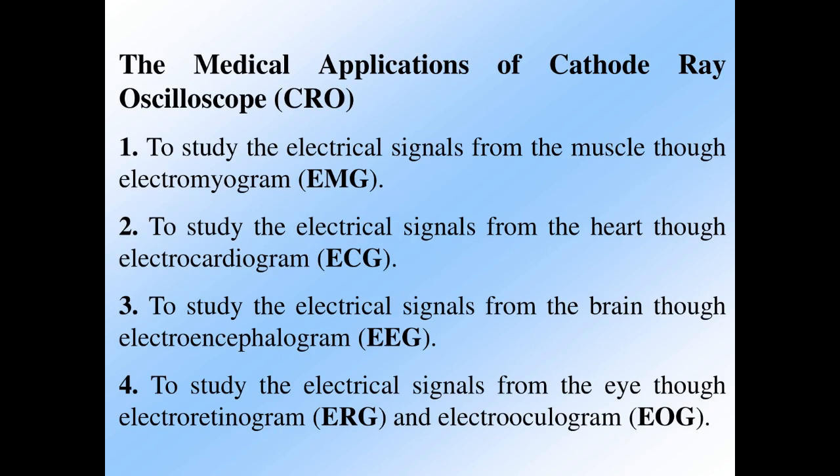The medical applications of the cathode ray oscilloscope (CRO). 1. To study the electrical signals from the muscle through electromyogram (EMG). 2. To study the electrical signals from the heart through electrocardiogram (ECG). 3. To study the electrical signals from the brain through electroencephalogram (EEG). 4. To study the electrical signals from the eye through electroretinogram (ERG) and electrooculogram (EOG).